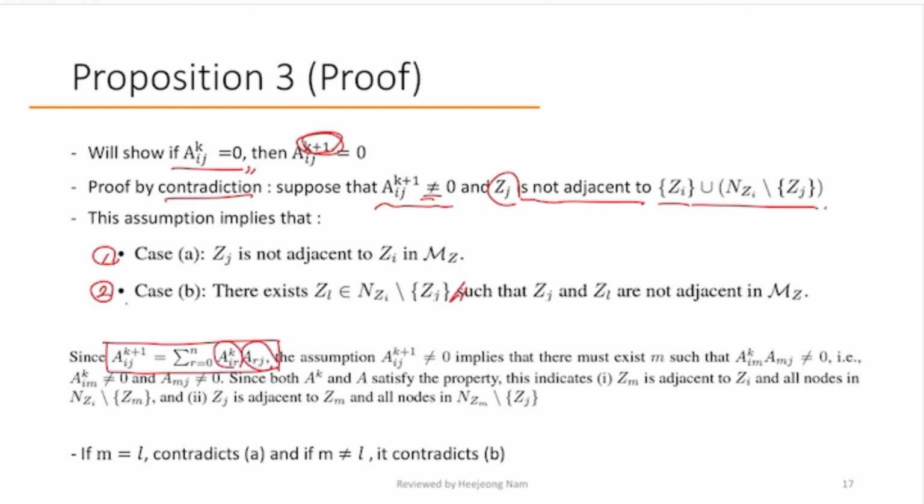The assumption that we gave implies that there must exist m such that the multiplication of a_im to the power of k and a_mj is not equal to 0, which means that both are not 0. And since both a to the power of k and a satisfy the property, this indicates that z_m is adjacent to z_i and all nodes in the neighbor of z_i excluding z_m, and z_j is adjacent to z_m and all nodes in the neighbor of z_m excluding z_j. And now we can consider two cases, whether m is equal to l or not.